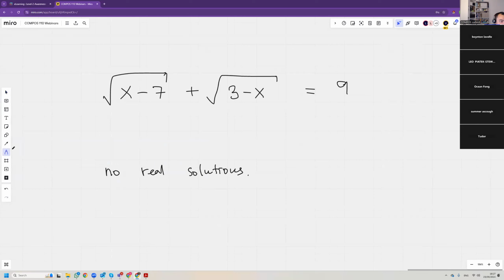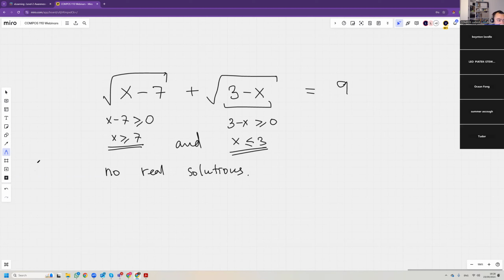Well, we have to say that x minus 7 is under a square root. So you can only take a square root of a non-negative number. That means x minus 7 has to be non-negative, and that means x has to be greater or equal to 7. On the other hand, this number has to be non-negative. So 3 minus x greater or equal to 0, and that means x is less than or equal to 3. So x has to be greater than 7, but at the same time it has to be less than 3, which is impossible.